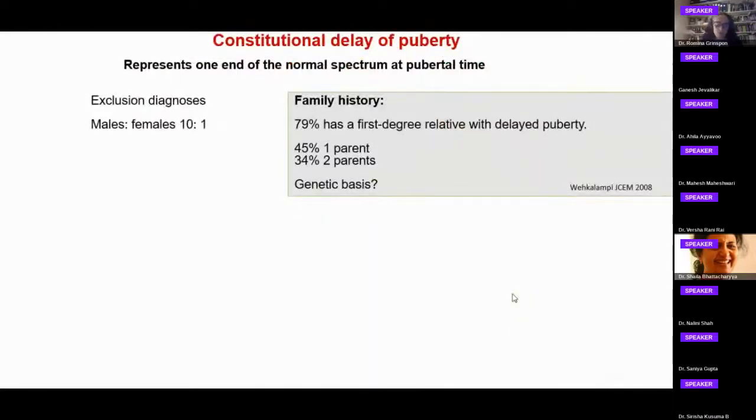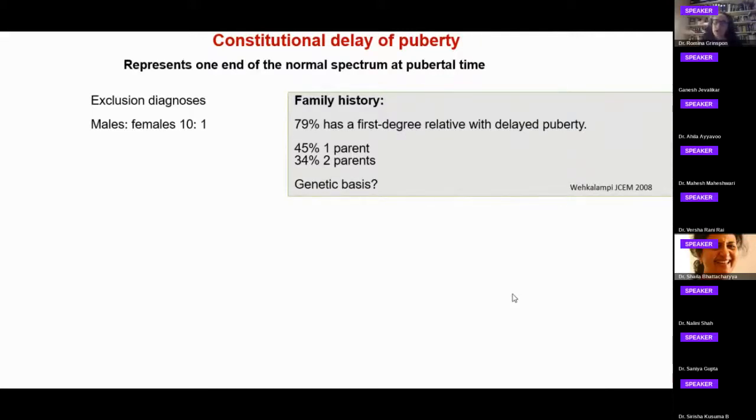The other cause is constitutional delay of puberty. It is the most frequent cause and represents one extreme of the normal spectrum of puberty. The diagnosis is made by exclusion, and the consultation is much more frequent in boys than girls, in part due to the greater social pressure concerning the absence of pubertal changes and the short stature, but also we can see that maybe a genetic explanation participates.